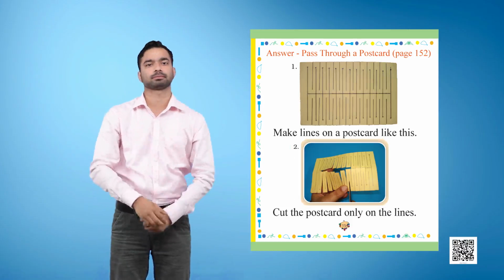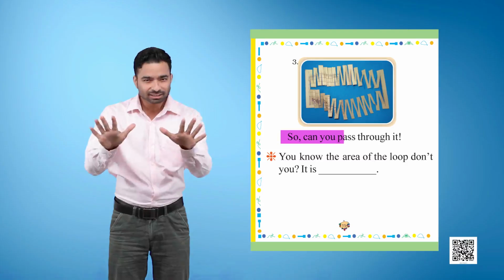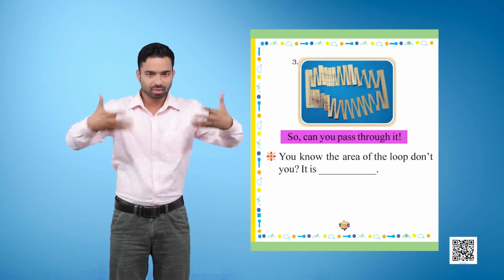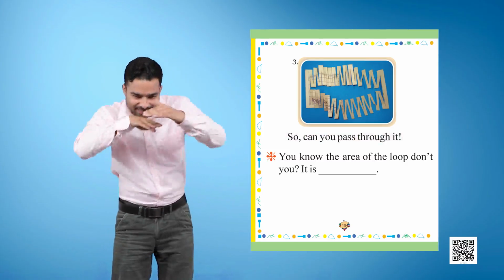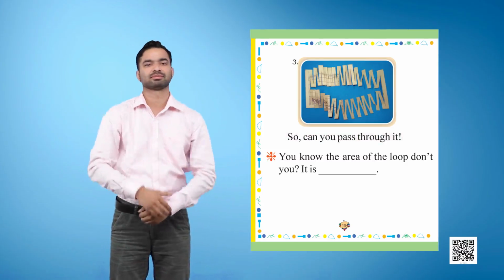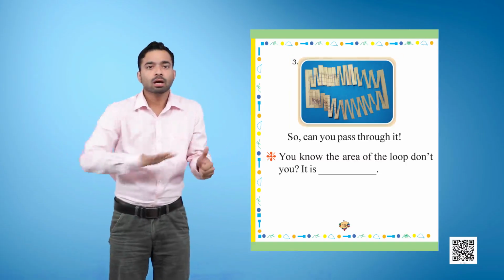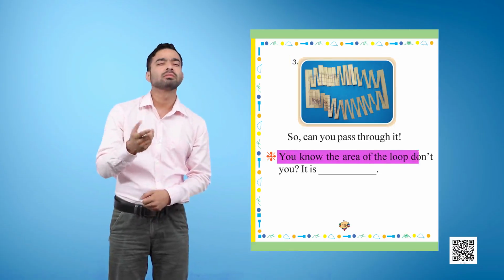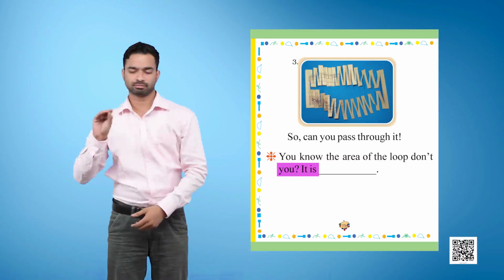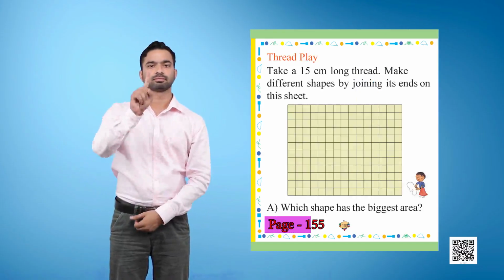3. So, you can pass through it. A picture shows how the postcard now looks after all the cutting is done. You know the area of the loop, don't you? It is dash. Give your answer in the blank space. Page 155.